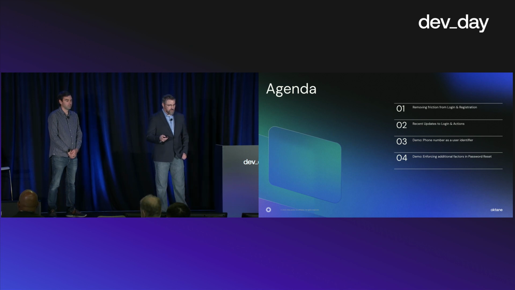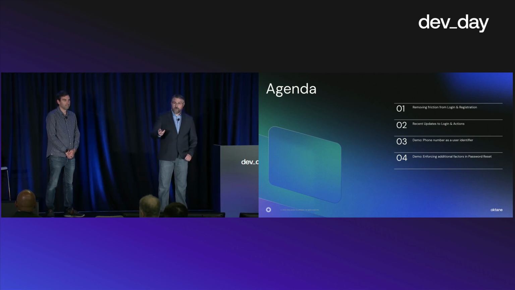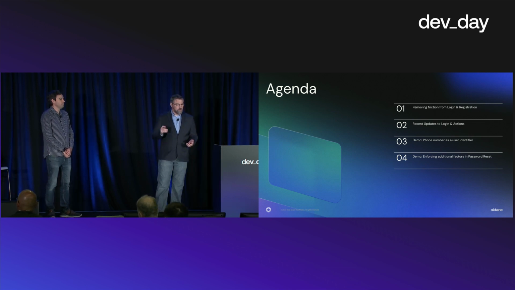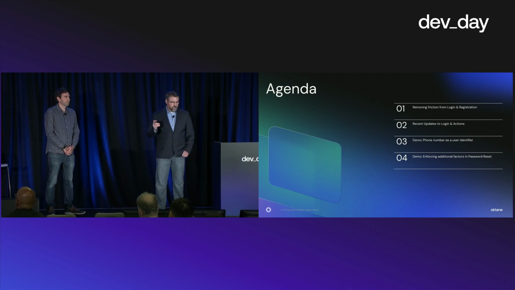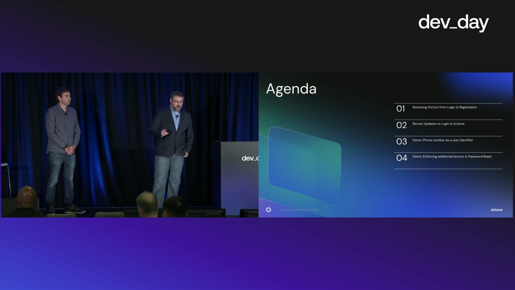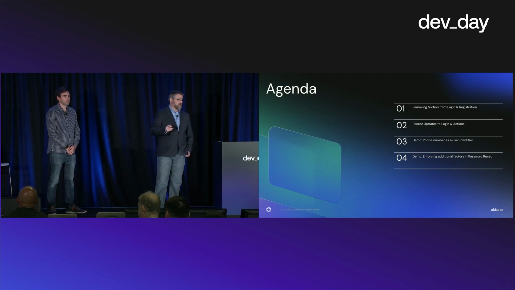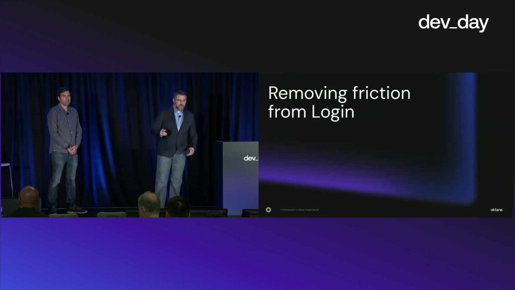So today we're going to cover removing friction from login and registration experiences in your consumer-facing app. We're going to talk about some recent and forthcoming updates we're making to the CIC login experience and actions framework that help remove friction and improve flexibility. And then we have a couple of demos for you. One is for how to use phone numbers as a sole identifier for your users. It's been a hotly requested feature for a long time. And we're also going to talk about how to use additional factors in password reset. So let's set the stage.